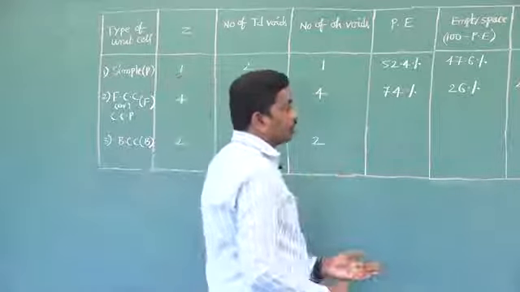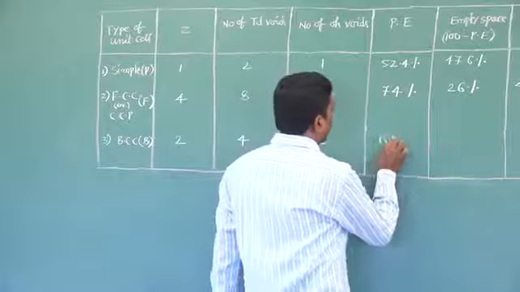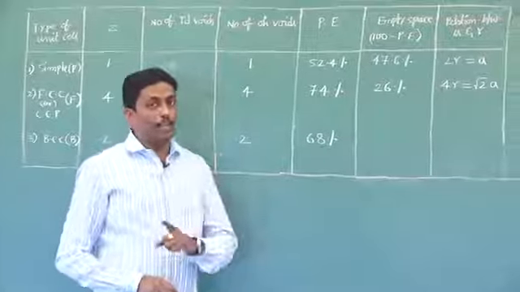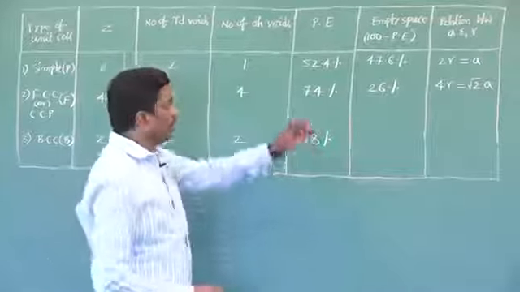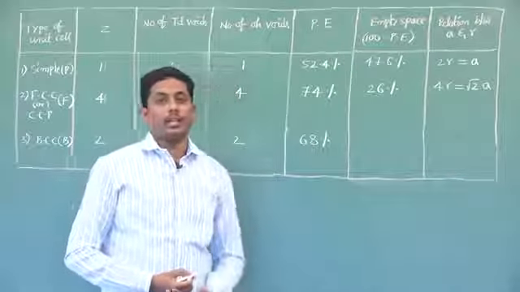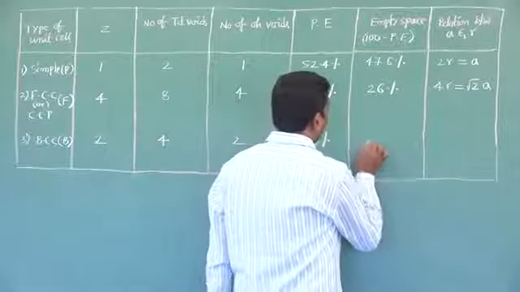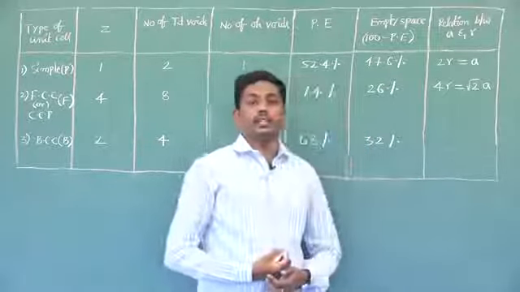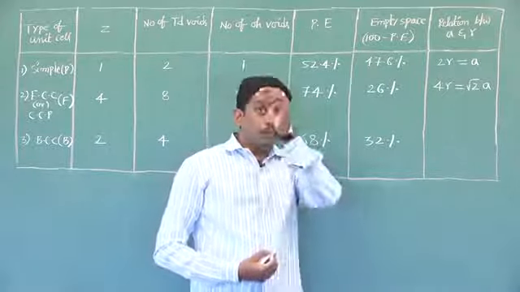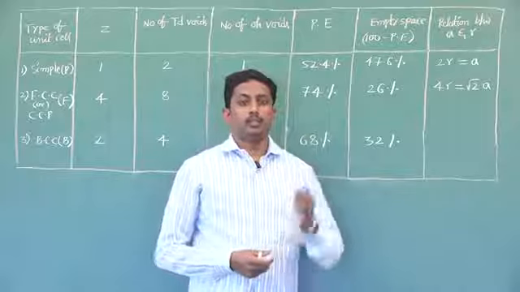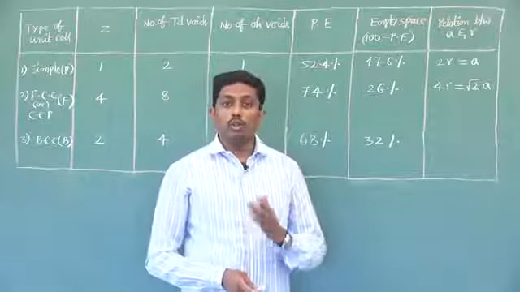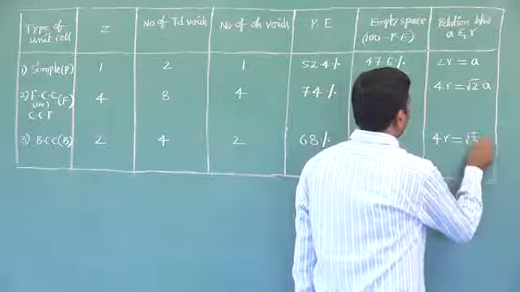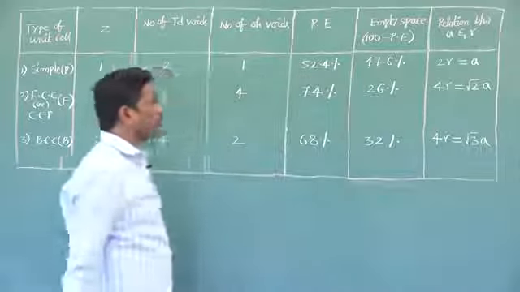Next, what is the packing efficiency? We already calculated this, refer to that. 68%, means if you take a unit cell of BCC, 68% is occupied by spheres, remaining is empty space. So how to calculate the remaining empty space? 100 minus packing efficiency, 100 minus 68 is equal to 32%. Next, what is the relation between A and R? Recall the derivation: we identified that along the body diagonal spheres are in contact. So the body diagonal is equal to 4R, 4R is equal to root 3 A. So this information you need to remember. Note it down carefully.